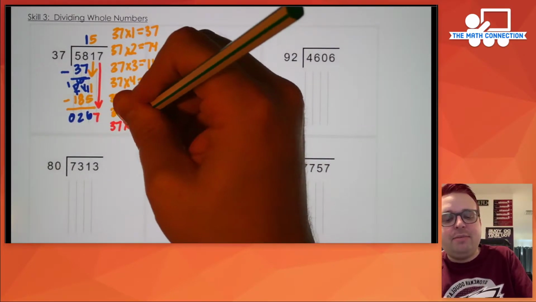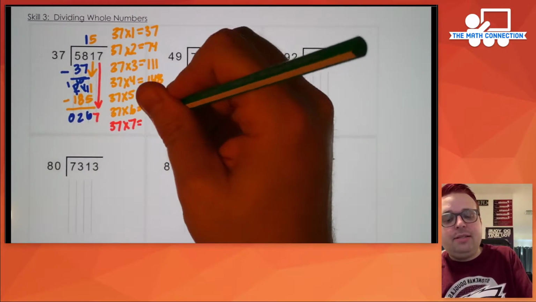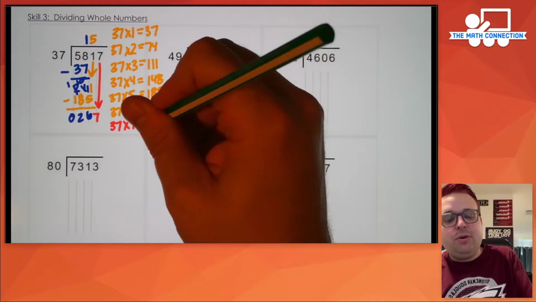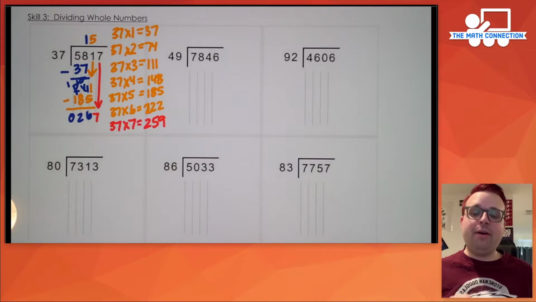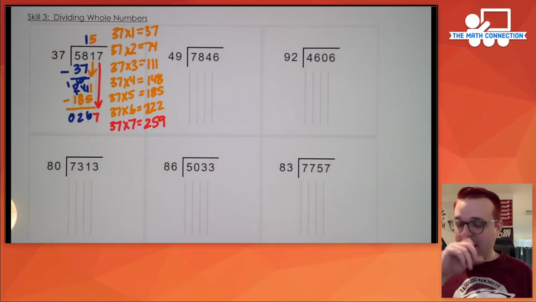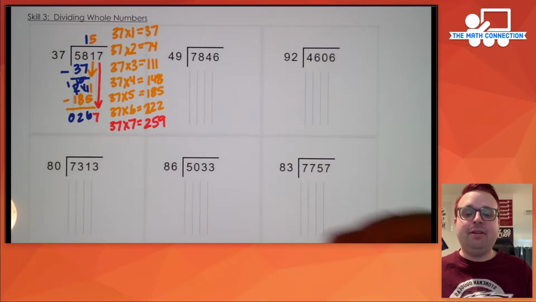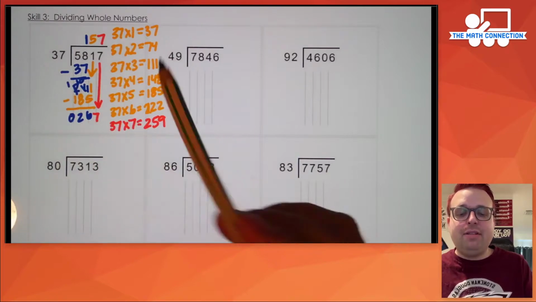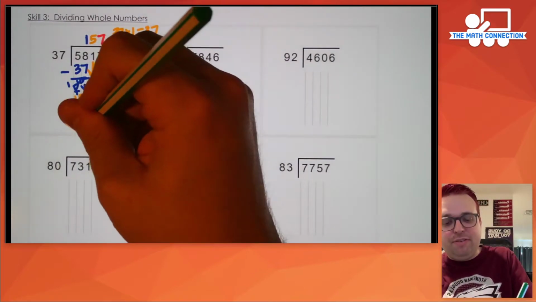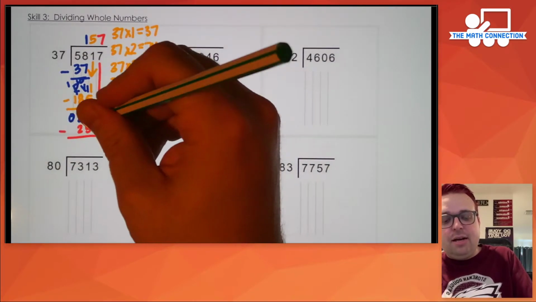So 37 times 7, that gives me 259. Okay, I can stop there because I know what's going to happen. If I go one larger, it's going to be way bigger than 267. So my answer is going to be 7 here. And then I do 37 times 7, which gives me 259. And I need to subtract this.